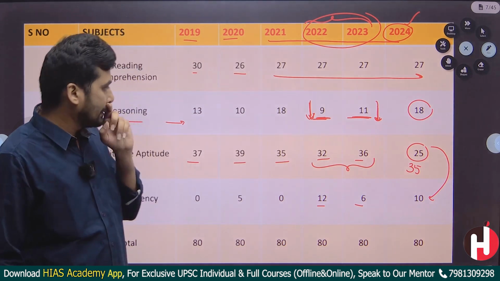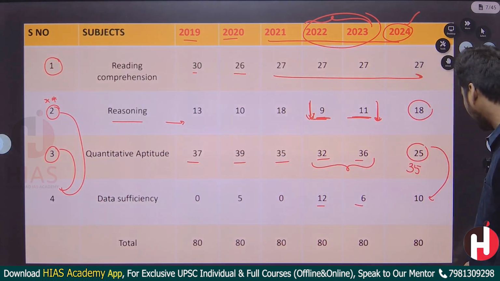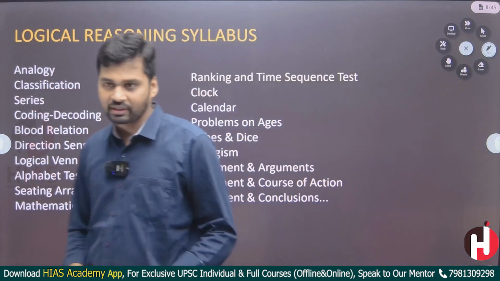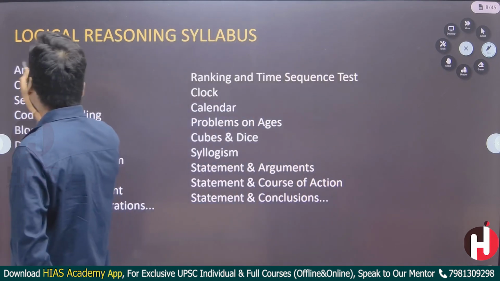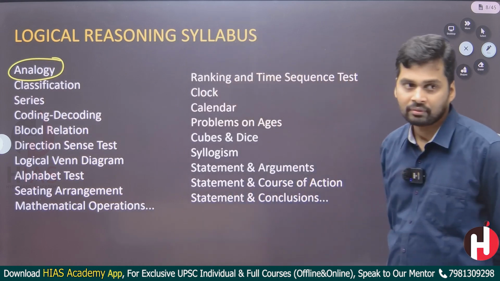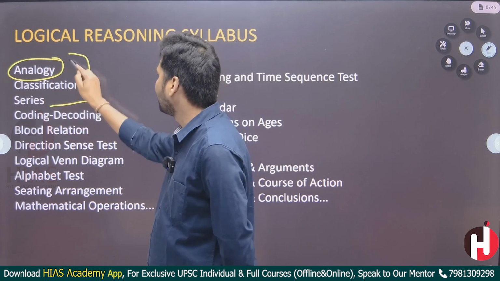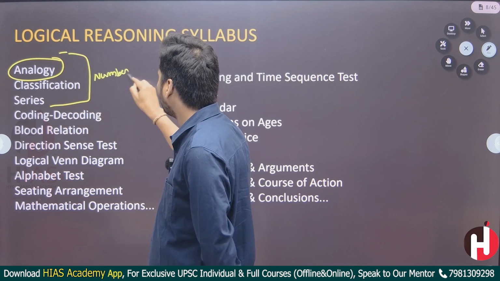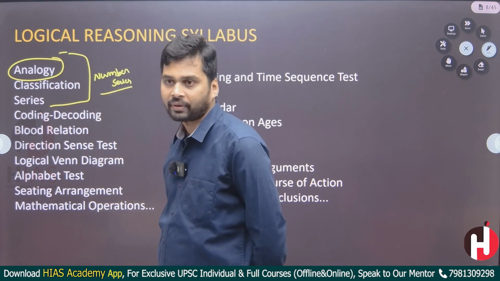Yeah, now we will see what are the topics in aptitude and logical reasoning. So this you can write it, logical reasoning syllabus. First you note down the syllabus. The first one is analogy, next classification, series. So these three are considered as only one thing, that is number series. All these three together we do it as number series topic.